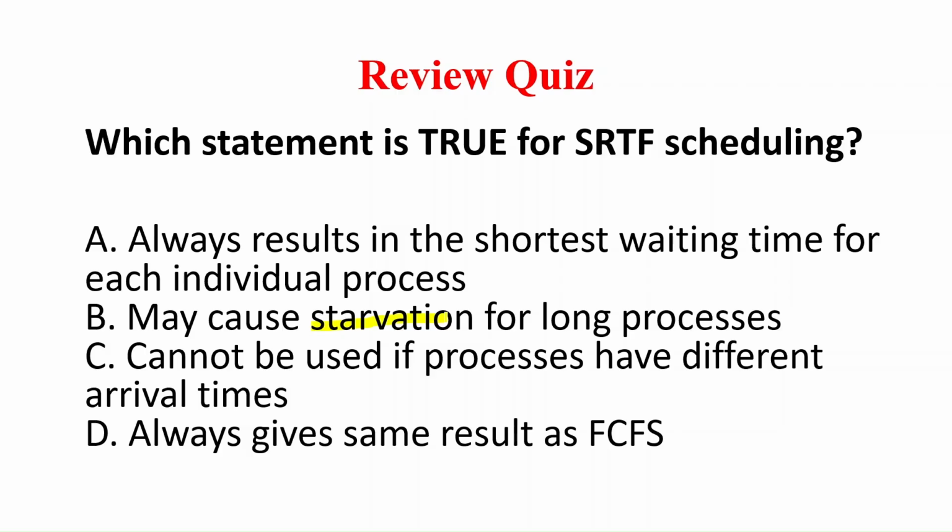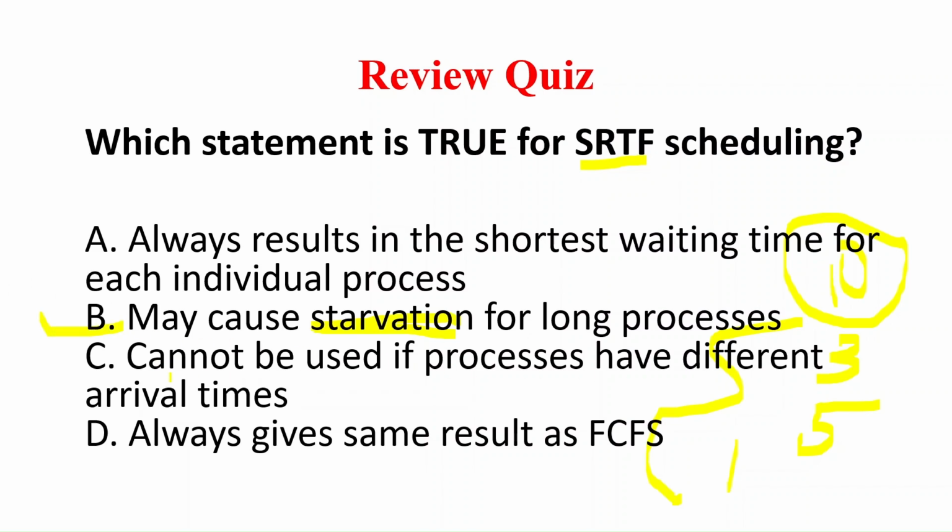May cause starvation for long processes. Starvation, which we'll discuss in detail with priority scheduling, means waiting for a long time. Here the process is waiting for the CPU for a long time. So what happened? In shortest remaining time first, when a short job comes, the long process is put in the queue for a long time. If a process has a remaining time of 10 and is waiting, and other processes arrive with remaining times of 3, 5, 1 like this, the other processes are always picked first, and the process with 10 remaining time will wait for a long time. So this is called may cause starvation for a long process.